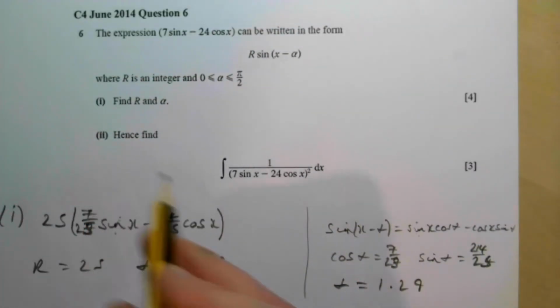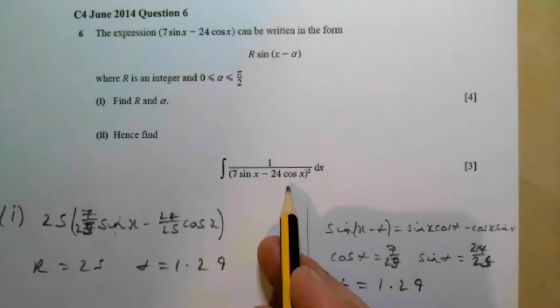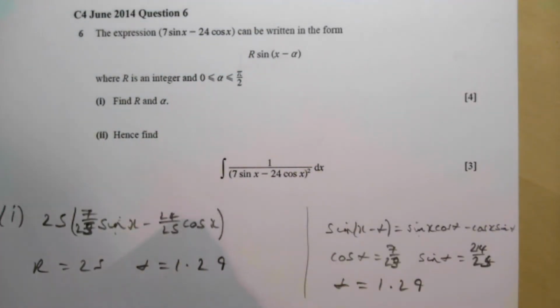Hence, find this. So this looks daunting enough, but we'll see where we go with it. The integral of 1 over (7 sine x minus 24 cos x) all squared. All I'm doing is writing this out here.